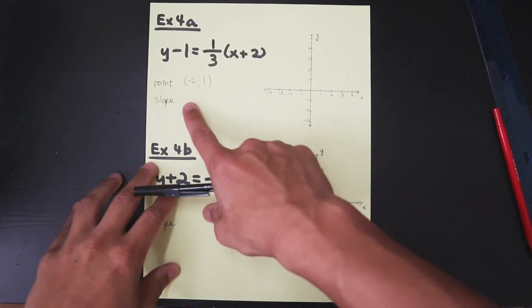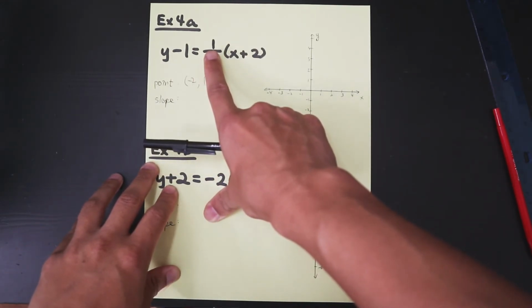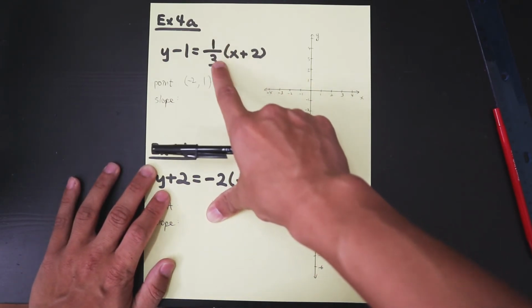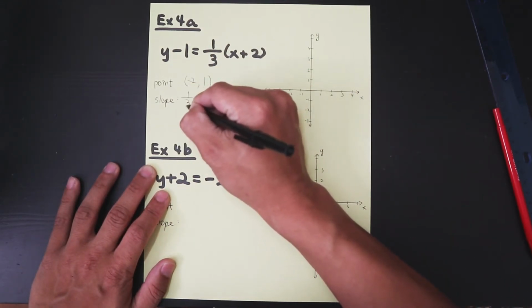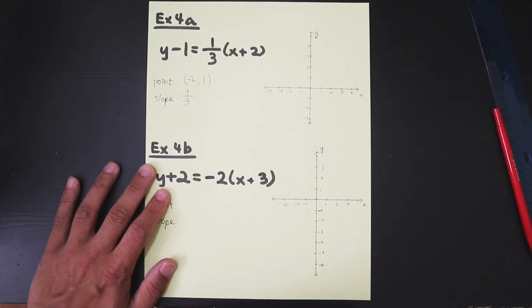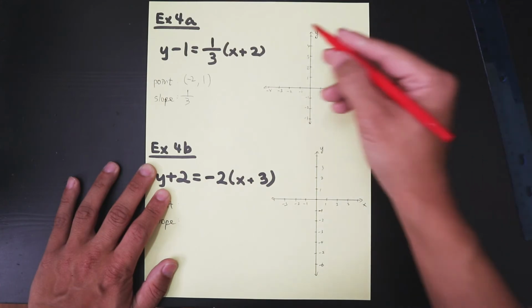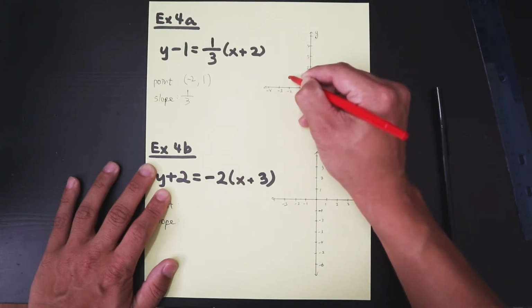And then for the slope, it's right here, right? The number in front of the parentheses that contains the x. In this case, it's going to be 1/3. So all you have to do, just like the review that we had earlier, is plot the point first, which is -2, 1. Which is right here, -2, 1.